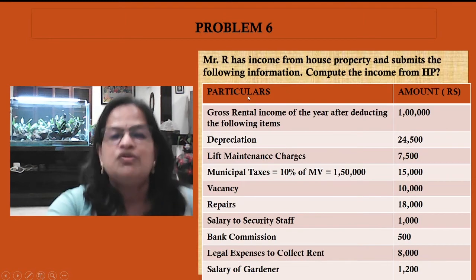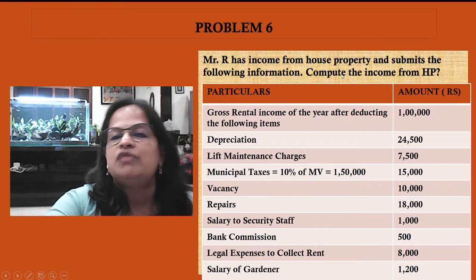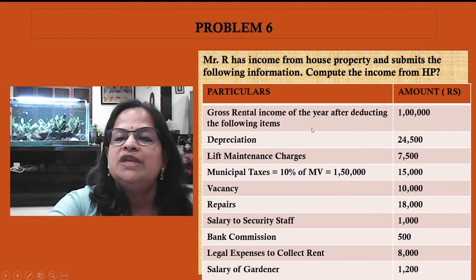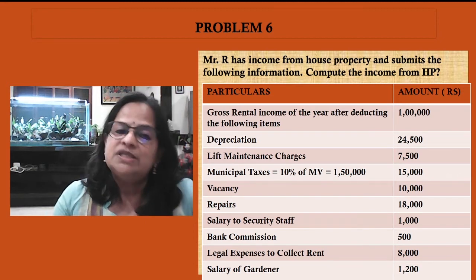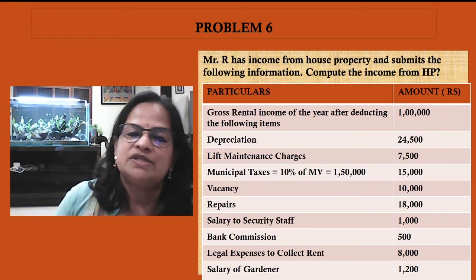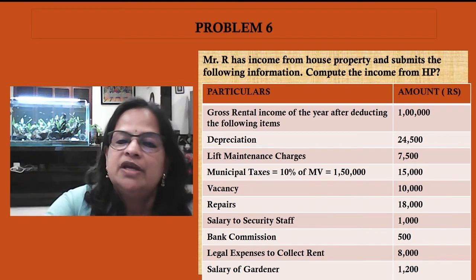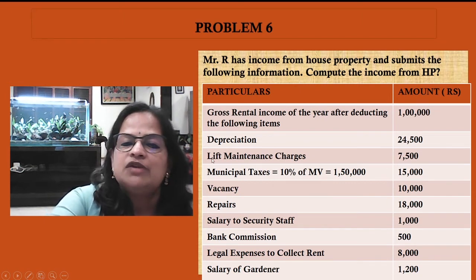Now the last problem for this module. Mr. R has income from house property and submits the following information. Compute the income from house property. Gross rental income of the year is after deducting the following items. Here you have to remember, this is the gross rental income and they have deducted all these items, so you have to add back these items to get the actual rent received. Depreciation 24,500. Lift maintenance charges 7,500. Municipal taxes 10% of municipal value. Municipal value 1,50,000.